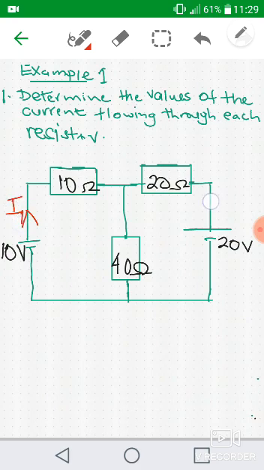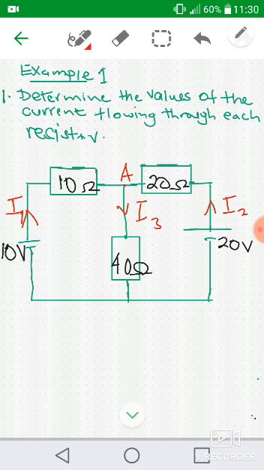The 20 volt battery, its current will flow in that direction. Let us call it I2. So I2 flows through the 20 ohm resistor and I1 flows through the 10 ohm resistor. Then they join here at that point to form a new current I3.